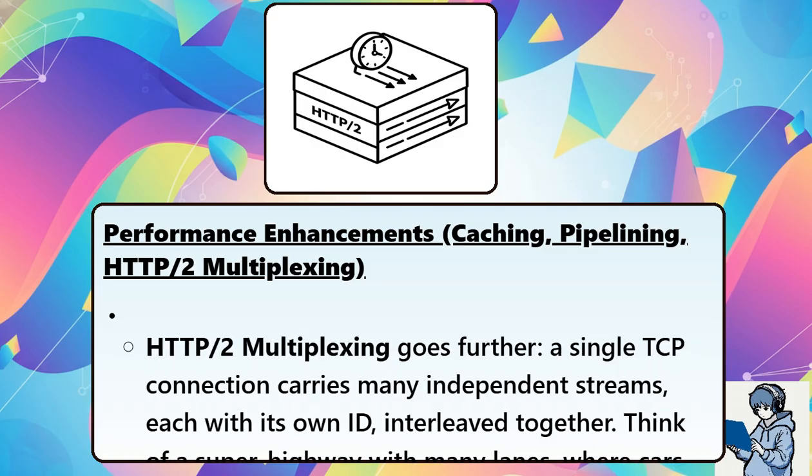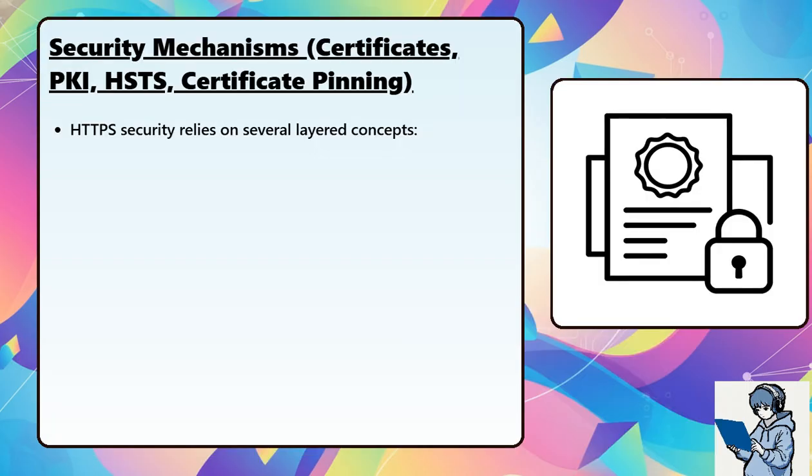HTTP/2 multiplexing goes further. A single TCP connection carries many independent streams, each with its own ID, interleaved together. Think of a superhighway with many lanes where cars, or frames, from different trips travel side by side without waiting for the lane in front to clear. This eliminates head-of-line blocking and improves page load speed, especially on mobile networks.